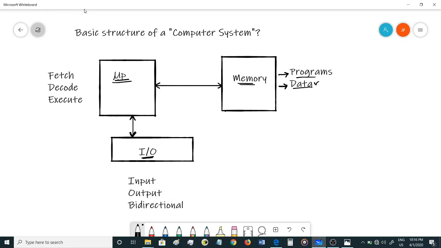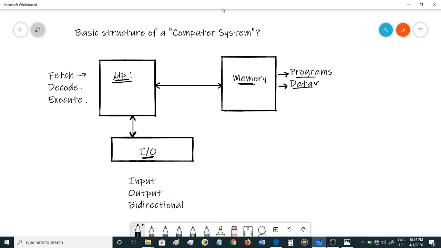Now coming to the microprocessor. I think we have covered what is a memory. Now let's come to the processor. What is a processor? What does a processor do? The processor does only 3 things. That is, fetching the instructions, decoding them, and executing them.